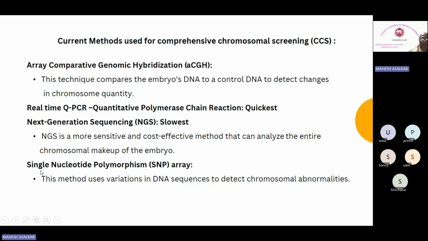So whole chromosomal genetic profiling you can do with the help of NGS, but it is the slowest method. Now the next method is the single nucleotide polymorphism, SNP array. This method uses variations in the DNA sequences to detect chromosomal abnormalities. So just remember, qPCR is the quickest, NGS is the slowest, but it will give you the complete genetic profiling.